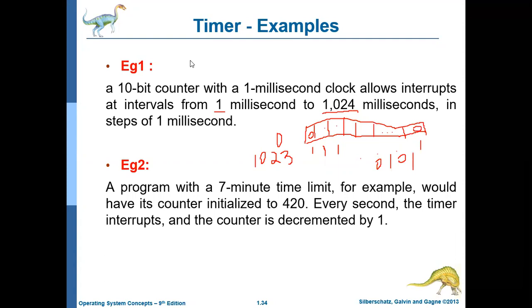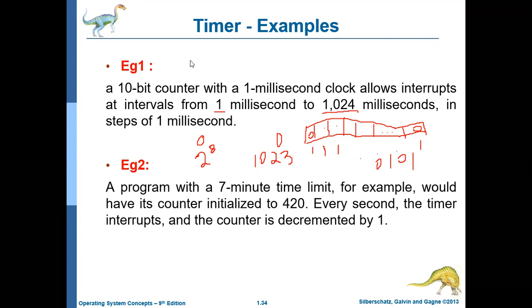Okay, if you want to create an interrupt after 1024 milliseconds, then fill it all with ones and decrement the counter. Okay, so that's the idea, right? So similarly, you can work out. Say if the counter size is 8-bit, then it can hold 0 to 2 to the power 8, and it can be used to create interrupts in the interval of 1 millisecond to 2 to the power 8 milliseconds. Okay, this is 2 to the power 10. So that is the whole idea.